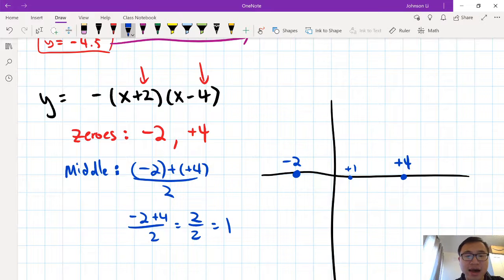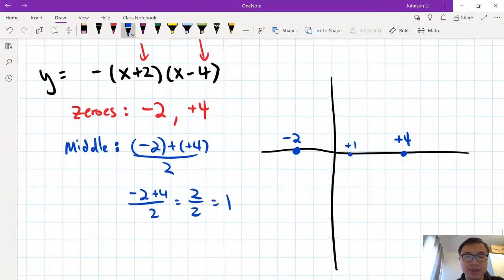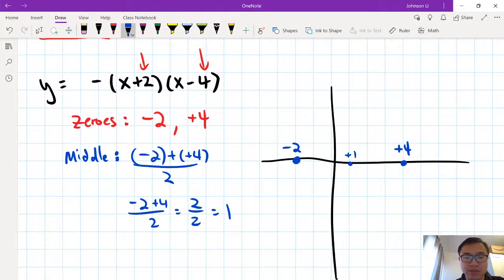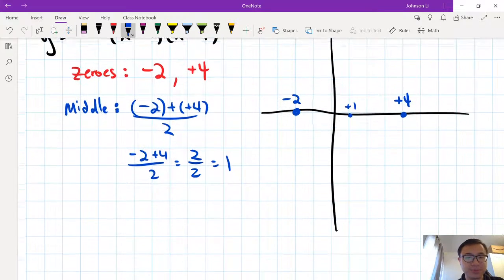Again, we add the 2 zeros together and we divide them by 2. So this becomes negative 2 plus 4. Negative 2 plus 4 is equal to 2. Divide that by 2 is equal to 1.